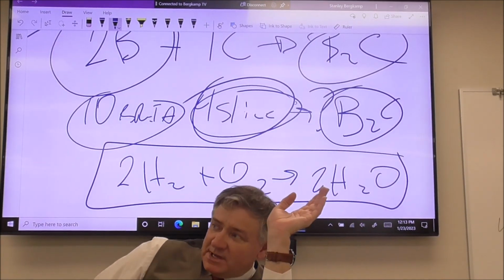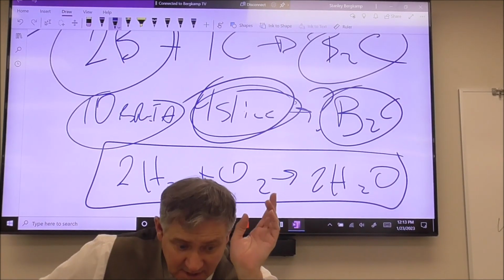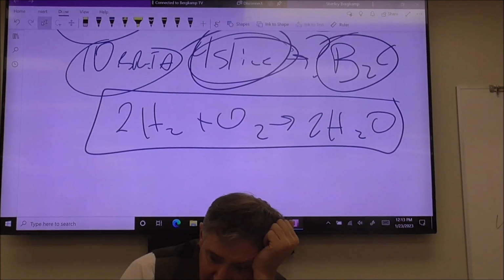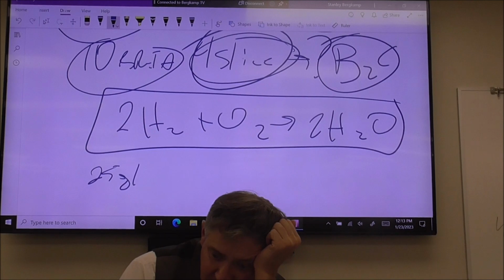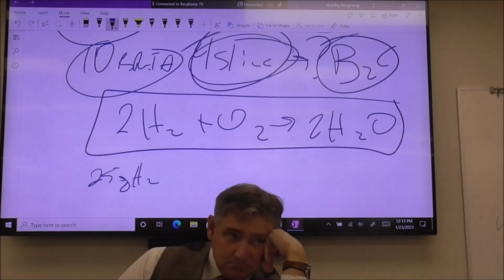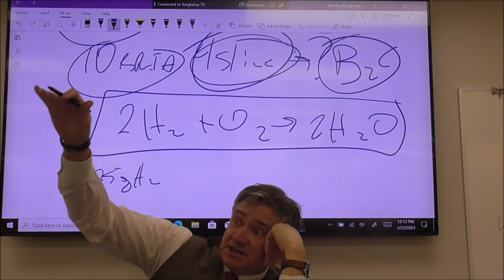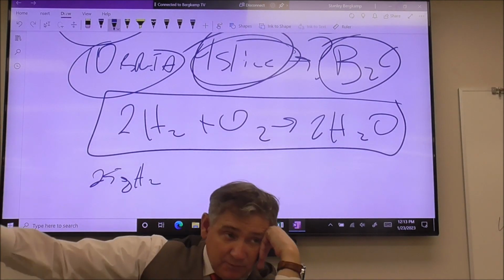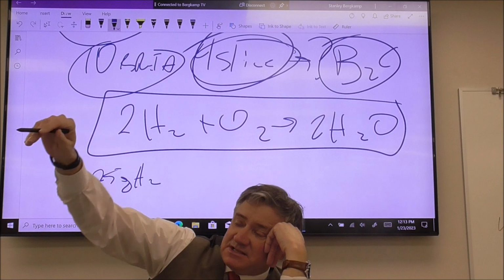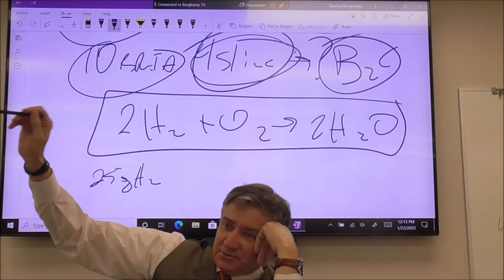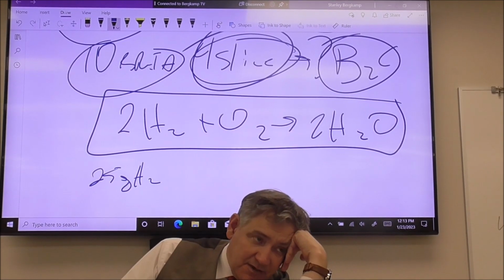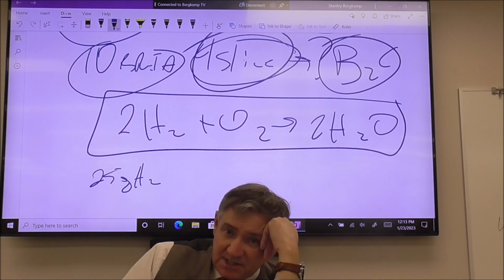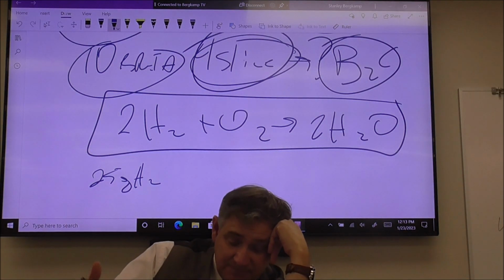So there's a couple of ways you can do this problem. What I would recommend is that you start with the 25 grams of hydrogen. Notice that that's diatomic, okay? Remember your diatomics: hydrogen, and then the magic seven. Basically, it's hydrogen and then nitrogen, oxygen, fluorine, chlorine, bromine, iodine, down the halogens. If you have those by themselves, those are diatomic, if you're specifically told they're a gas.